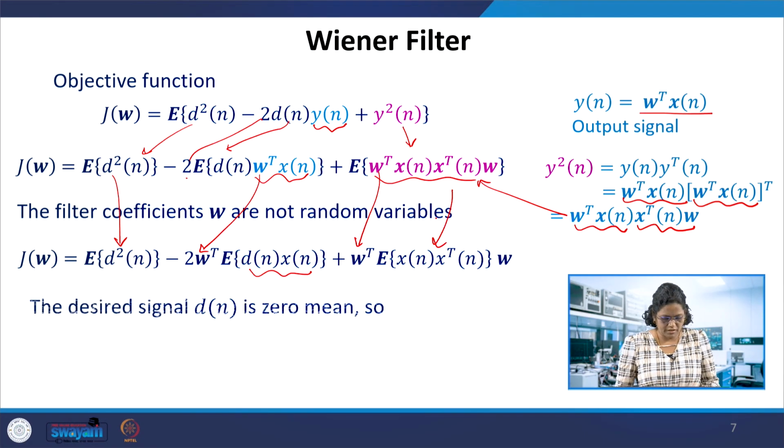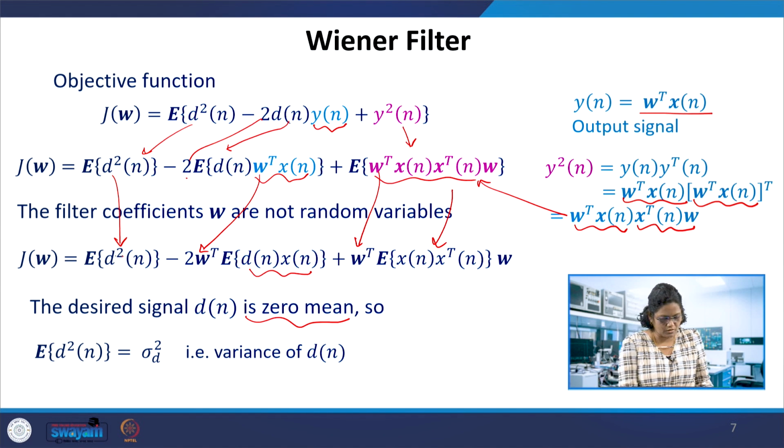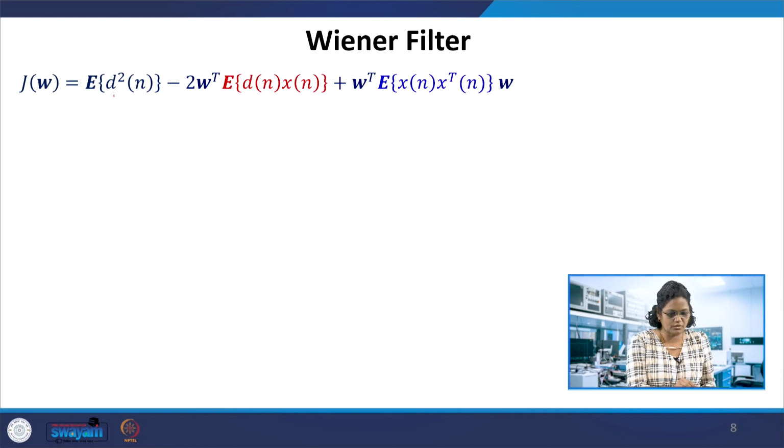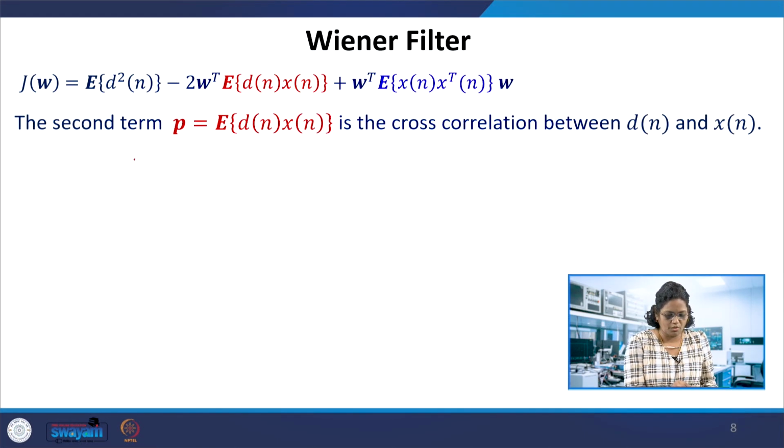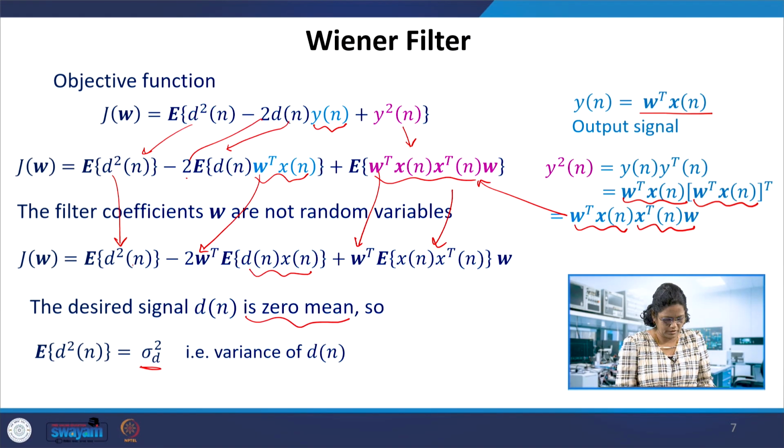So from this simplification, we can say that the desired signal is zero mean. Okay, that is the assumption you can see. If the desired signal is zero mean, then this d square is the signal square, and its expectation is going to be the variance, sigma d square. So variance of d of n. This can be simplified to sigma d square, and so this function now reduces to sigma d square.